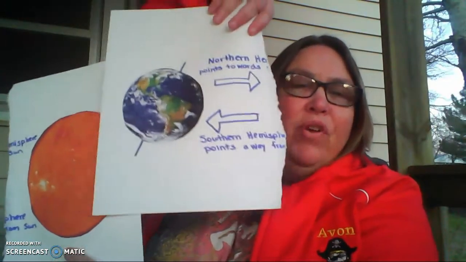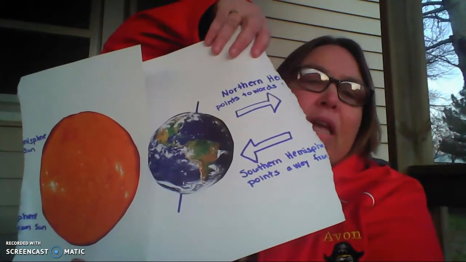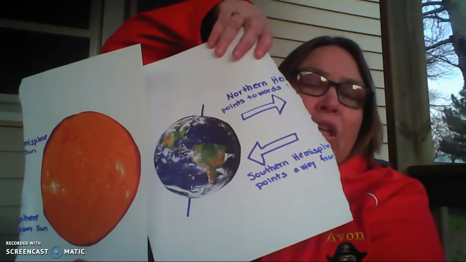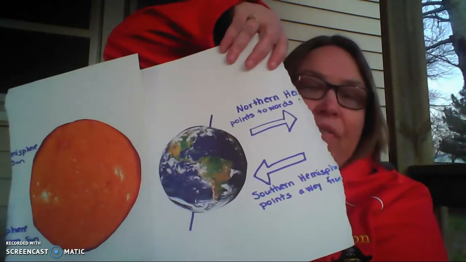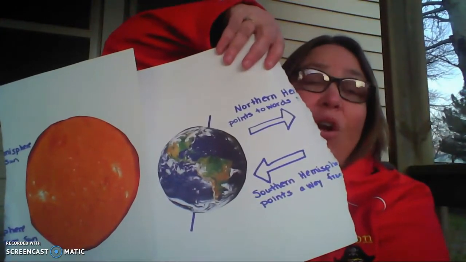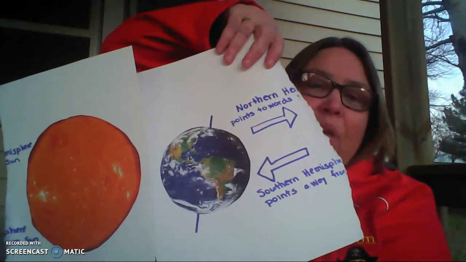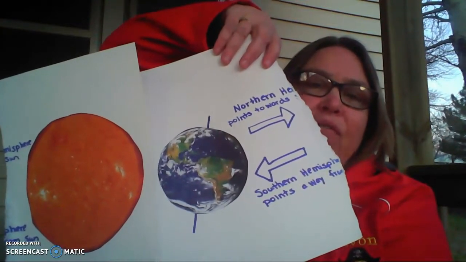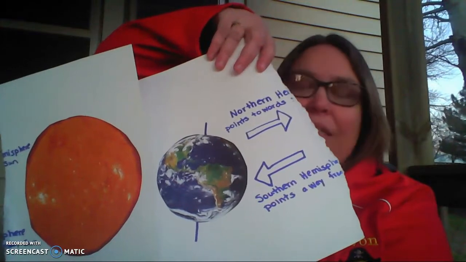Now, if it were reversed, you can see that the southern hemisphere is pointing towards the sun, so they would be having summer, while the northern hemisphere is having winter, since we would be pointing away from the sun. So while we have Christmas, people in Australia are singing Frosty the Snowman in the middle of the summer. So as you can see, the sun is the guiding light to all of our seasons.